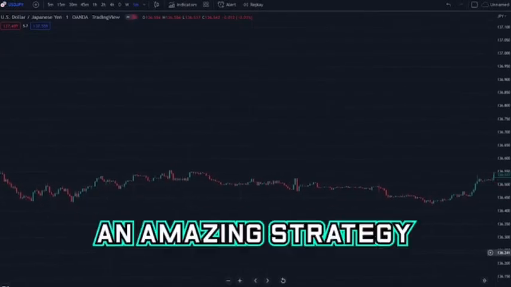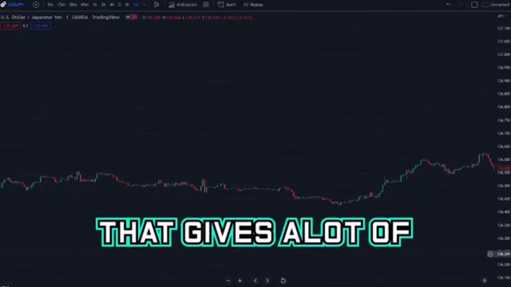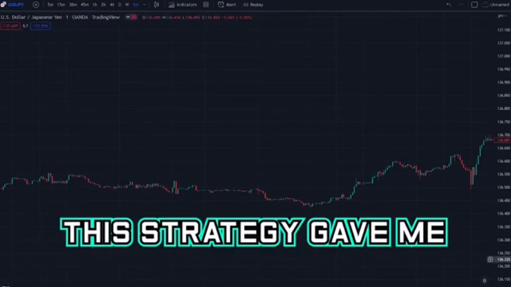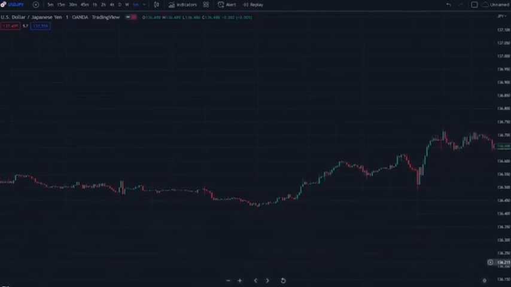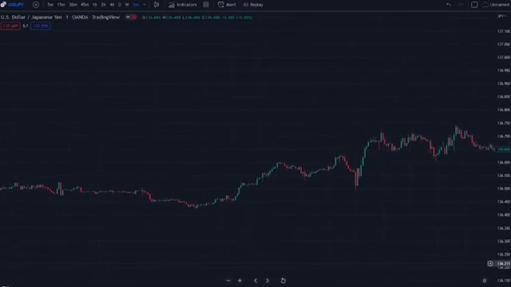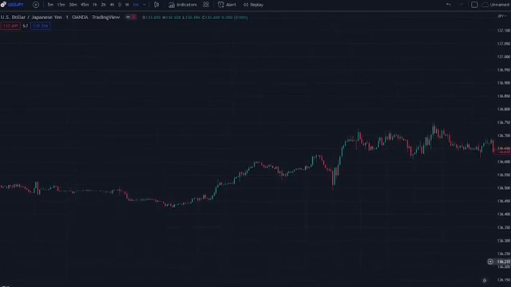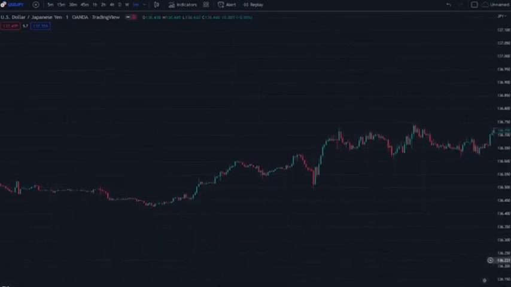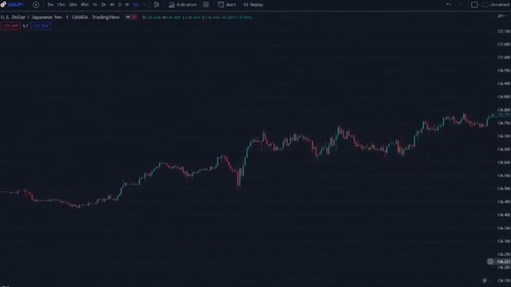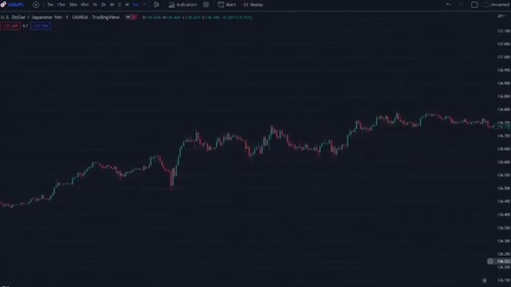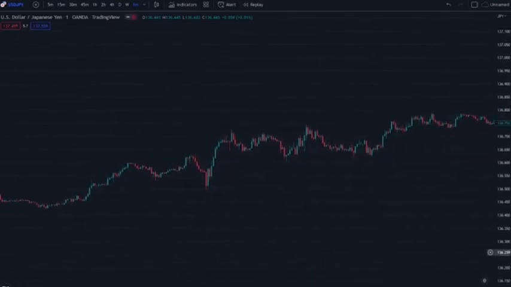Today, I will be showing you an amazing strategy that gives a lot of winning signals. This strategy gave me a 65% win rate within a short period of time. I recently discovered the strategy. It uses just 2 indicators, which makes it very easy and user-friendly for beginners. It works with Forex, stocks, and crypto.